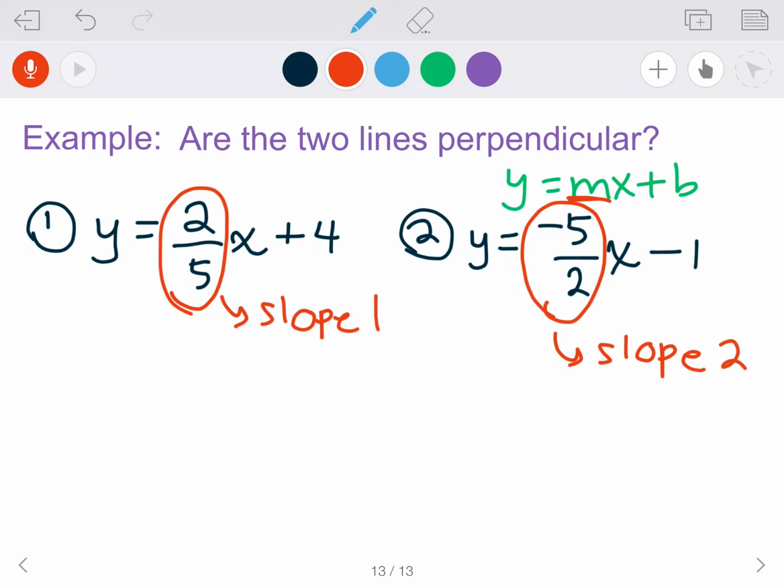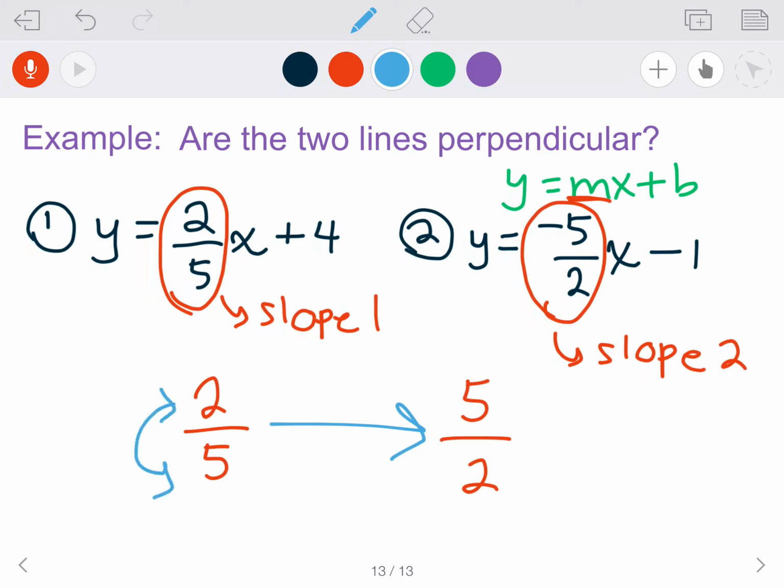So let's compare these two numbers. We have 2/5 and -5/2. First, I'm going to ignore the negative just for a moment, and pretend that it's not there. Looking at these two numbers, we see that they are reciprocals, right? Flip the position of the numerator and denominator, and you get 5/2. So that checks. And then let's tack that negative back on there.